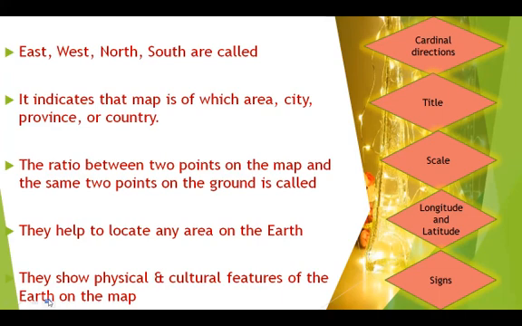The second statement tells about the element of title. The ratio between 2 points on the map and the same 2 points on the ground is called, that element is scale. They help to locate any area on the earth. These are latitude and longitude. The final statement is: they show physical and cultural features of the earth on the map. This statement shows which element? Signs. Yes.